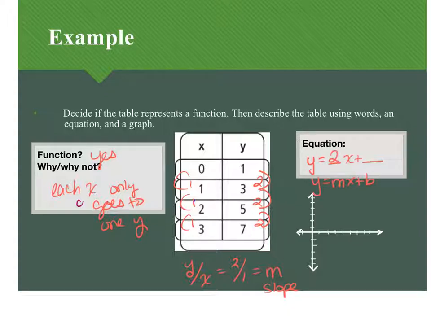And then the b part is called a y-intercept, which means where it crosses the y-axis. So when we plot this, we see the first point is right here at 0, 1. Well, obviously, that's where it crosses the y-axis because it's right there. So it crosses the y-axis at 1. Our next point is 1, 3, and 2, 5, etc. So here's our line.